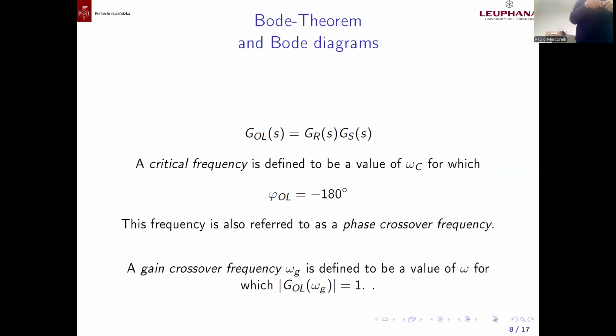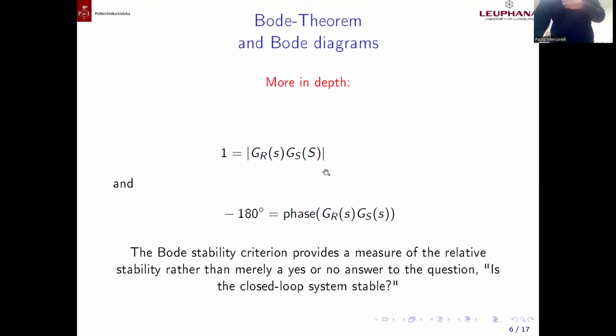This means I assume that the denominator has poles with negative real part. And I can ask about another interesting frequency, which is the crossover frequency, which we will call omega g in some literature, at which the amplitude is equal to 1, in order to analyze these critical conditions.